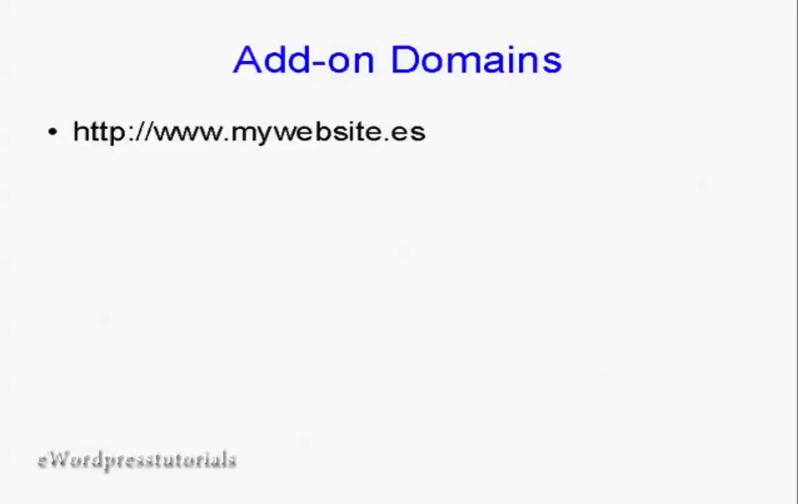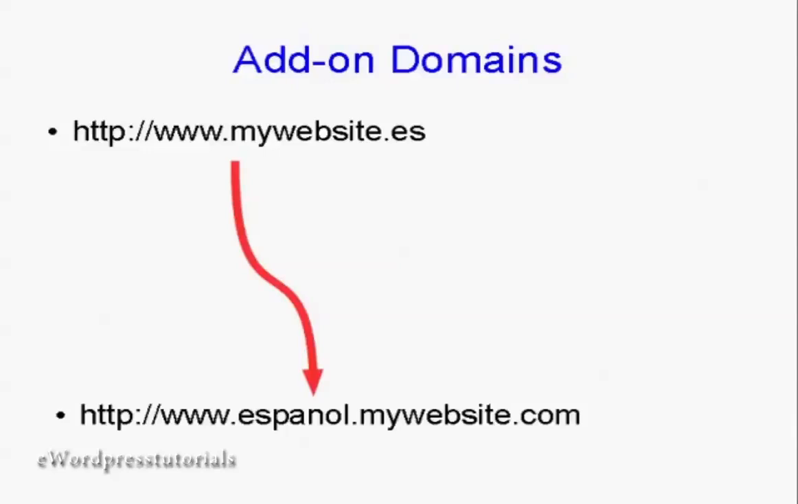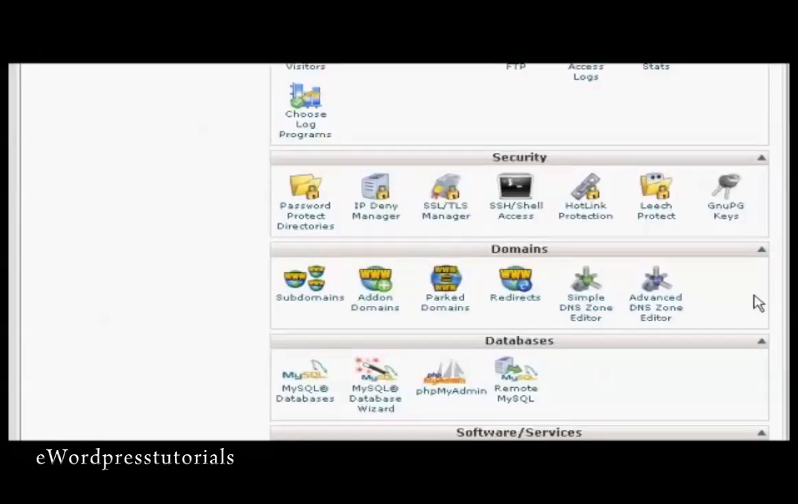Now, staying with our Spanish example, you could register the domain name mywebsite.es, with .es of course being the domain extension for Spain. Add that on to your account as an add-on domain, and it will redirect to espanol.mywebsite.com. So it will redirect that to the Espanol subdomain on your website. I'm going to use cPanel for this demonstration, although if you have another type of control panel the procedure is very similar.